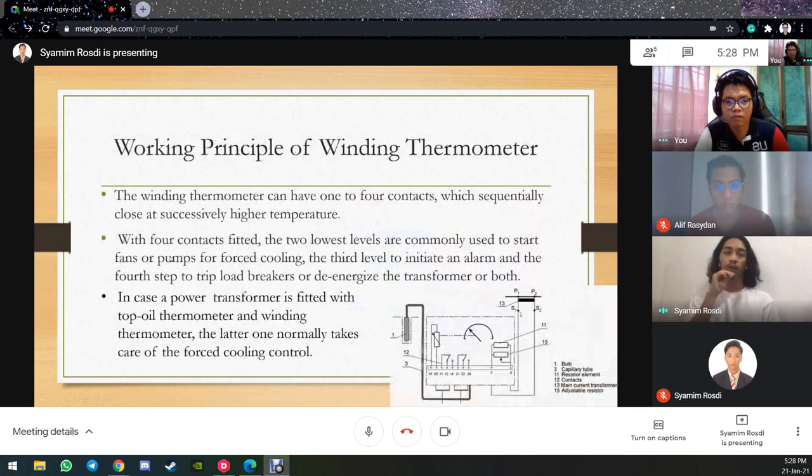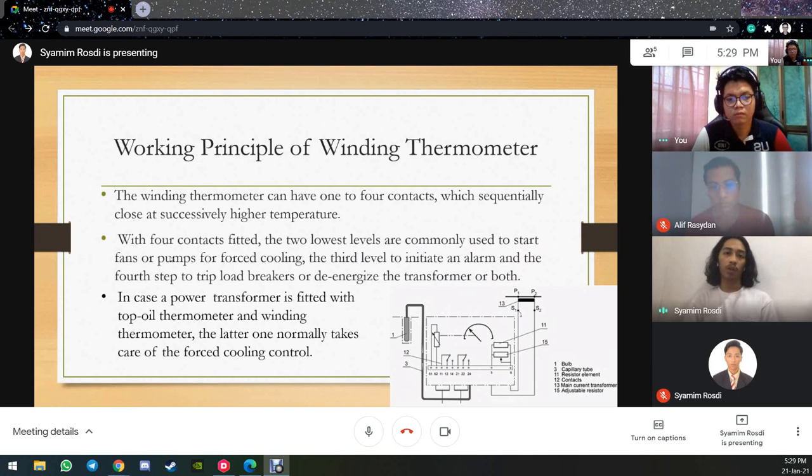So for the working principle of the winding thermometer, it can have 1 to 4 contacts, which sequentially close at successively higher temperatures. When the four contacts are fitted, the two lowest levels are commonly used to start fans or pumps for forced cooling, the third level to initiate an alarm, and the fourth step to trip the load breaker or de-energize the transformer, or both.